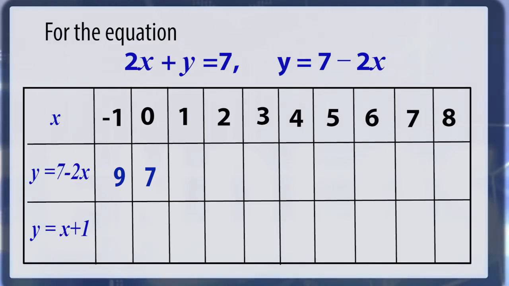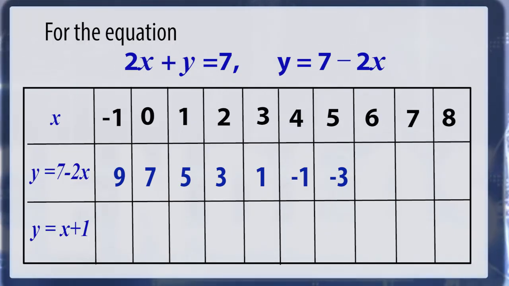When x is equal to 1, we have y is equal to 5. When x is equal to 2, y is equal to 3. When x is equal to 3, y is equal to 1. When x is equal to 4, y is equal to negative 1. And when x is equal to 5, we have y is equal to negative 3. Can you continue from 6, 7, and 8? I hope you are finished by now.